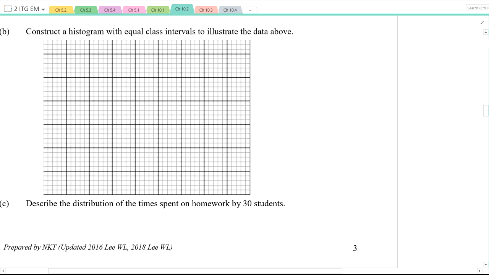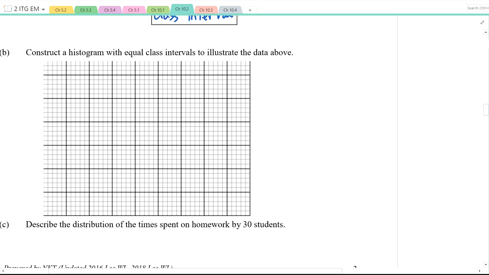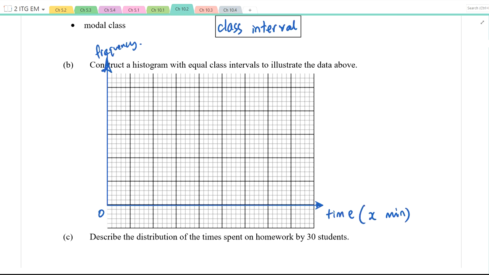So now we have to construct a histogram with equal class intervals to illustrate the data above. So we're going to have the vertical axis as our frequency and our horizontal axis as time. Okay, so these are my vertical and horizontal axis, vertical for the frequency and horizontal for the time in minutes. Now it is up to you what the scale is that you want to use.